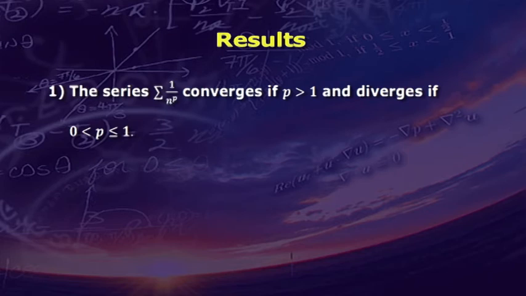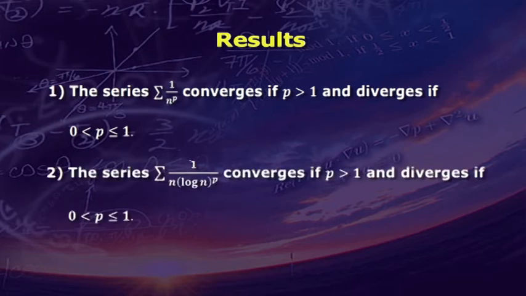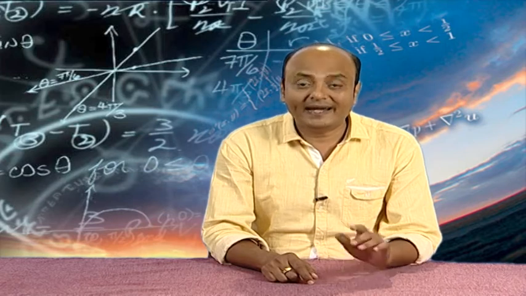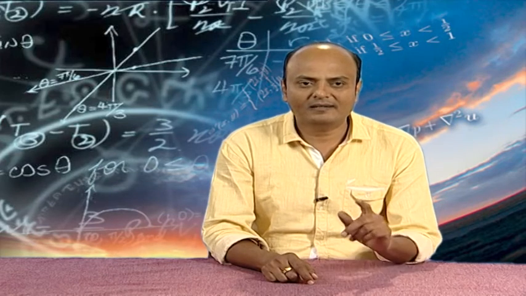Results. 1. The series sigma 1 over n raised to p converges if p is greater than 1 and diverges if p is greater than 0 and less than or equal to 1. 2. The series sigma 1 over n into (log n) to the power p converges if p is greater than 1 and diverges if p is greater than 0 and less than or equal to 1. Using these results, we now work out an example based on the comparison test.